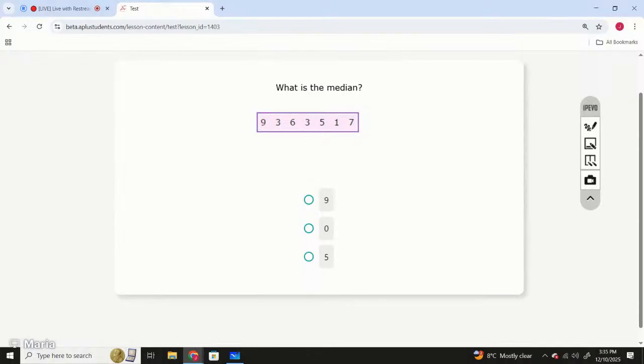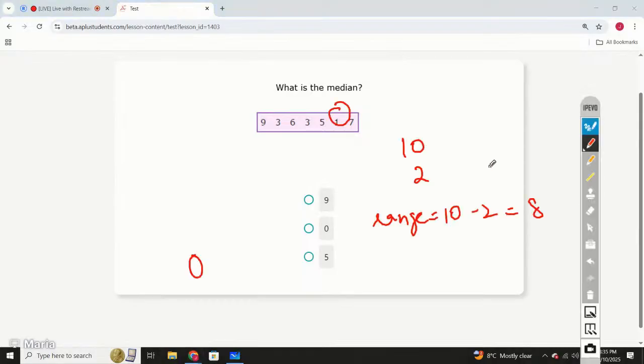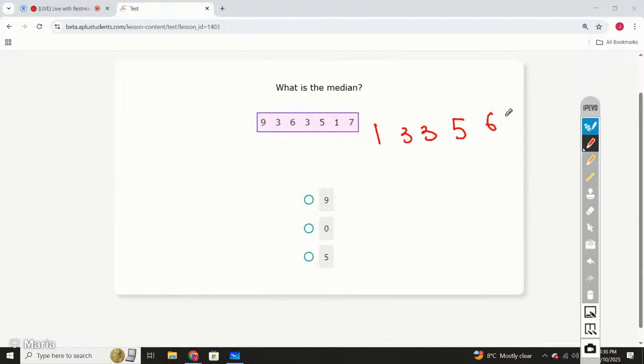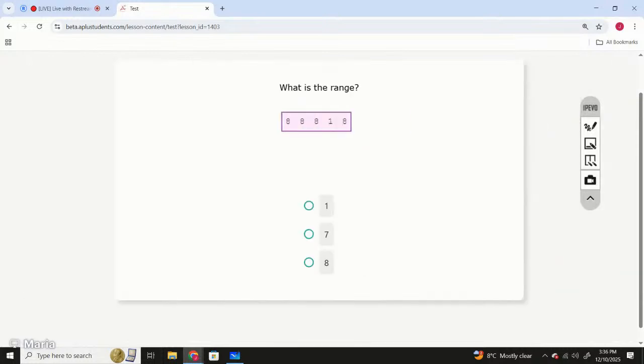What is the median? For the median, the first thing we need to do is arrange them from least to greatest. So let's just arrange them first, right? That is 1, 3, 3, 5, 6, 7, and 9. So the median is exactly the middle number. You can see there are 7 numbers. So we have 3 numbers before the median, 3 of them are after the median, right? Before the median you have all the numbers that are less than the median, and after the median you have all the numbers that are greater than the median. So the correct option is 5. Option number 3 is the correct option.